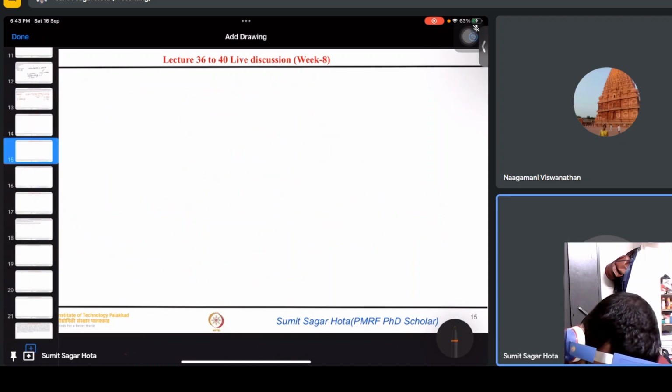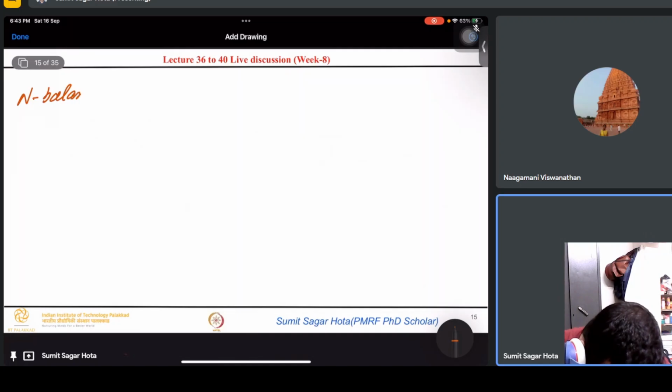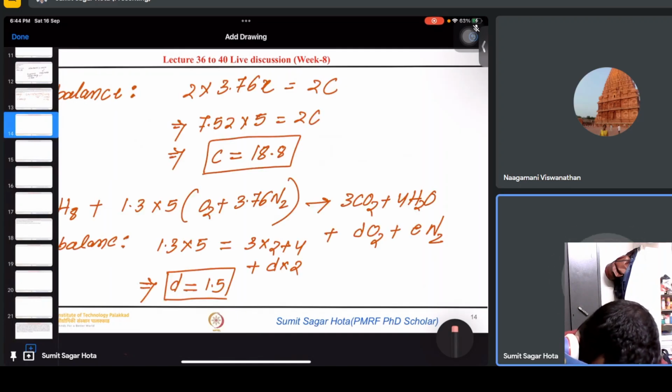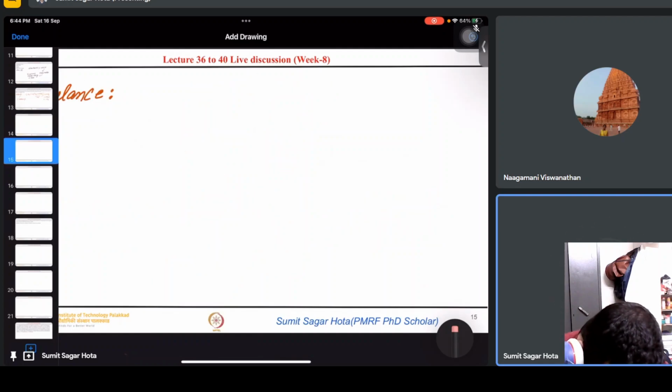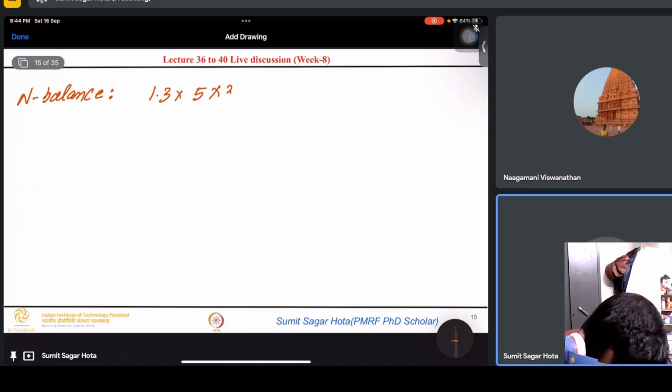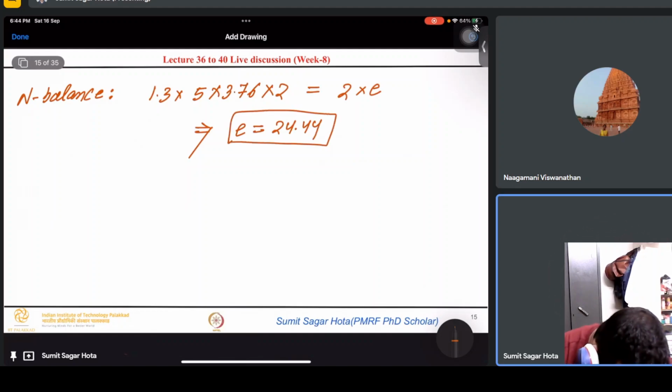Similarly, again you have to do the nitrogen balance. See, 1.3 into 5 into 3.76 into 2 is equal to 2 times E. Then what is your E? 24.44. So now you get your E.